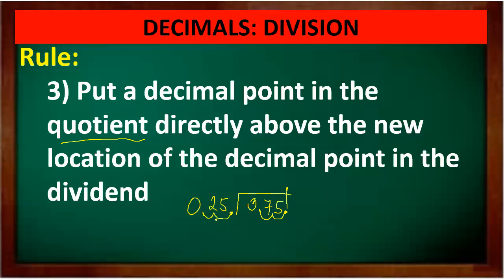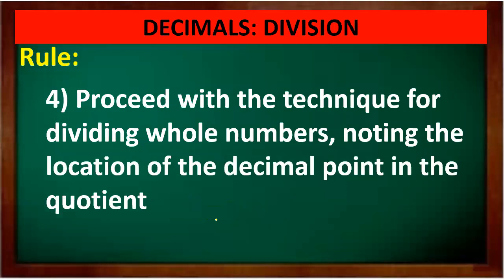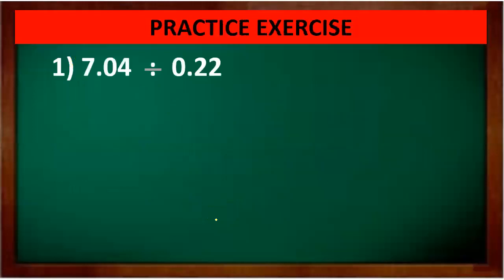And the fourth rule is proceed with the technique for dividing whole numbers, noting the location of the decimal point in the quotient. So, yon yung fourth rule natin, proceed na sa dividing numbers. So, let's have some example exercises dito. So, this is our divisor. 0.22 is our divisor. 7.04 is our dividend. So, let's try and divide this.